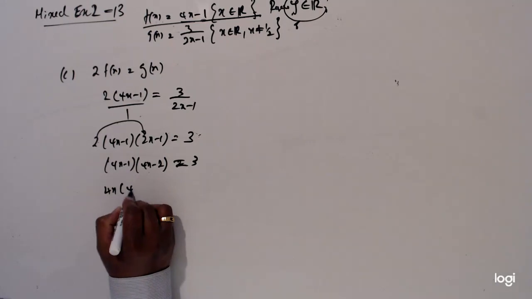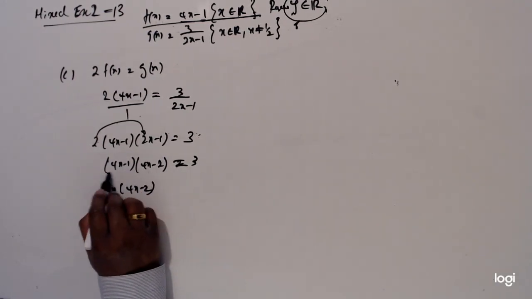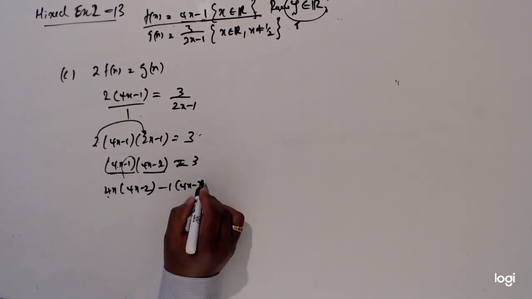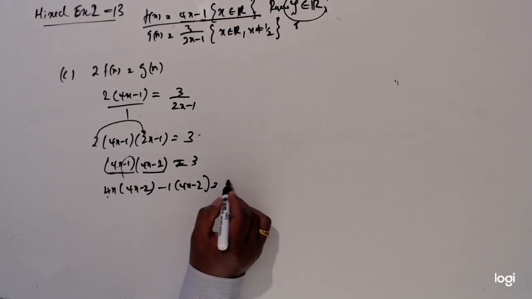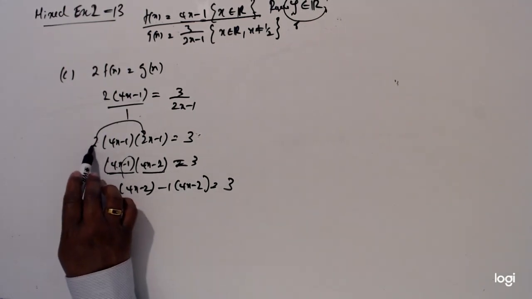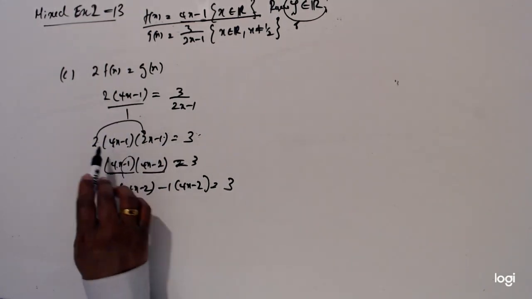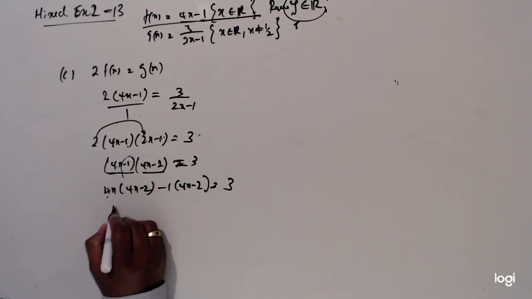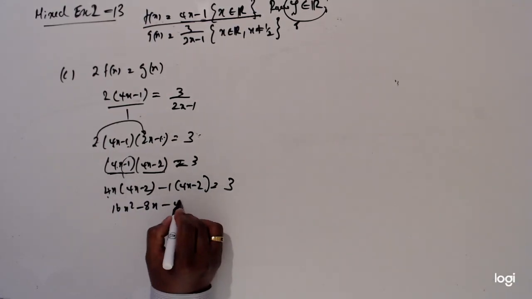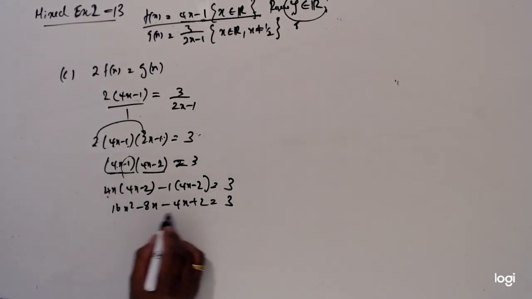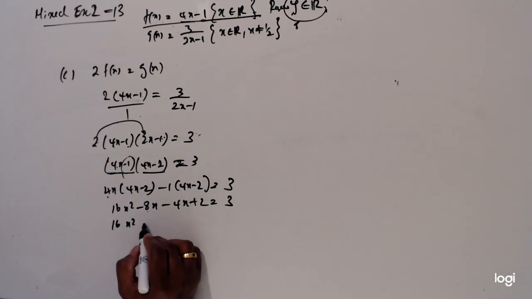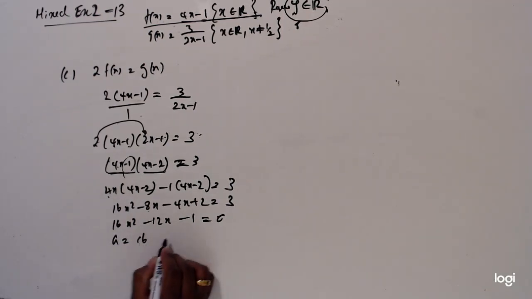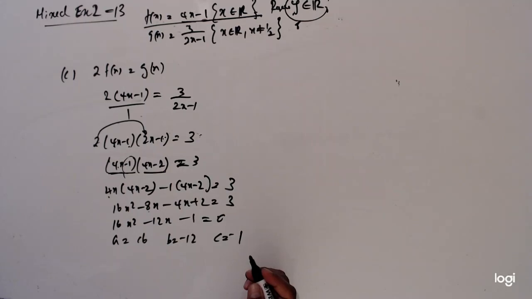So we have to expand this. I'm expanding from this bracket: 4x times 4x, minus 4x times 2, and then minus 1 times 4x, minus 2 equals 3. So 16x squared minus 8x, minus 4x plus 2 equals 3. So this is 16x squared minus 12x minus 1 equals 0. So a equals 16, b equals minus 12, c is minus 1.